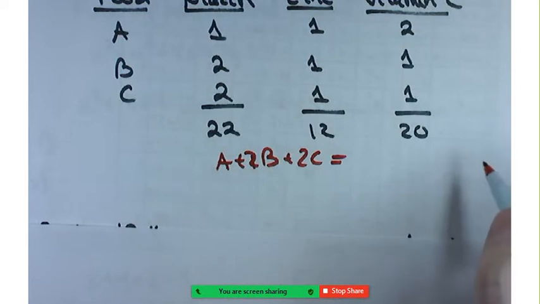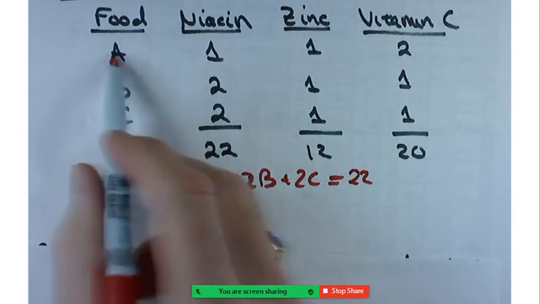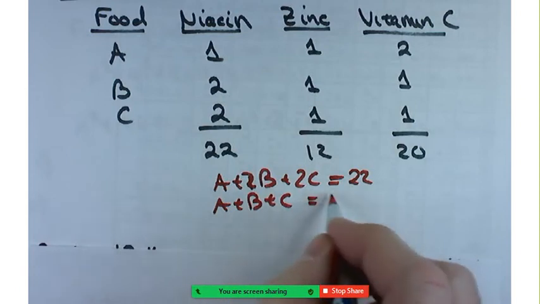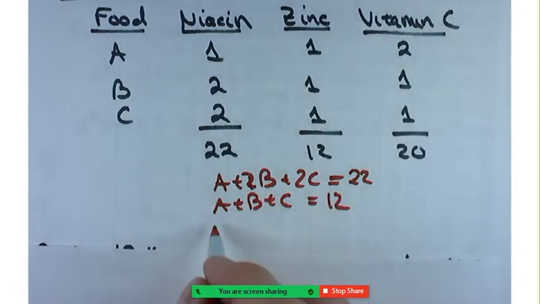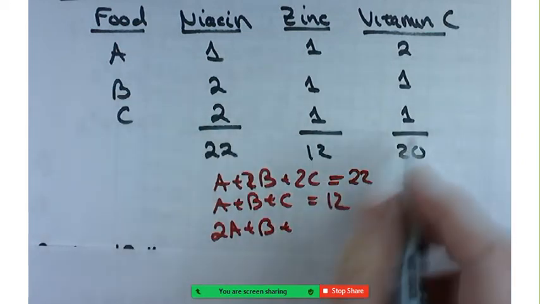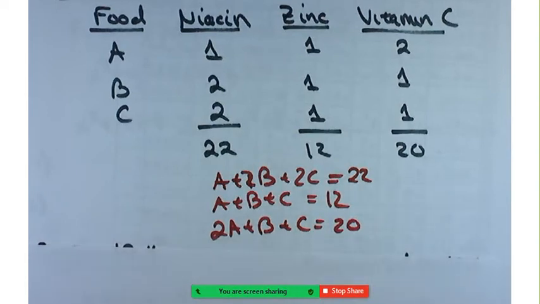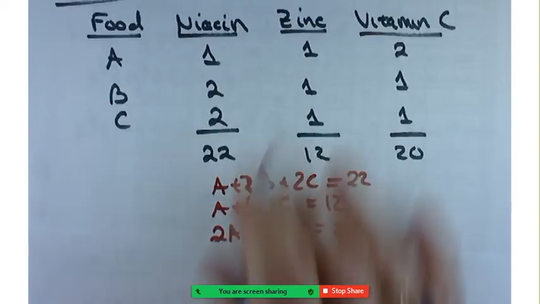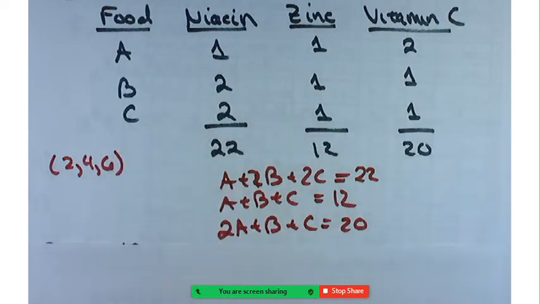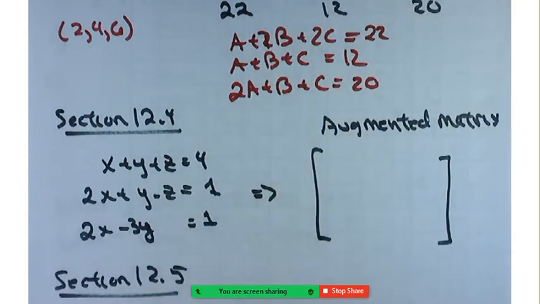And what should that total up to? 22. And then the next one, A plus B plus 1 times C is C equals 12. The last one is 2A plus 1 times B, or just B, plus C equals 20. And if you're curious, if you wanted to go solve this one afterwards, and this is not a bad one to solve, you want to check here, the answer is 2, 4, and 6 is going to give you the right combination.